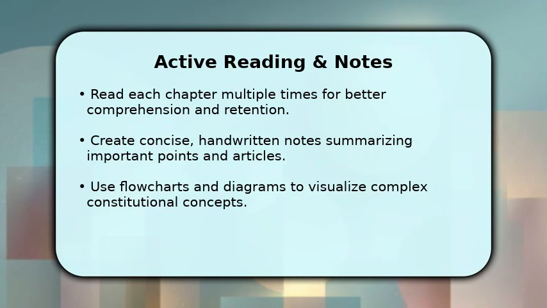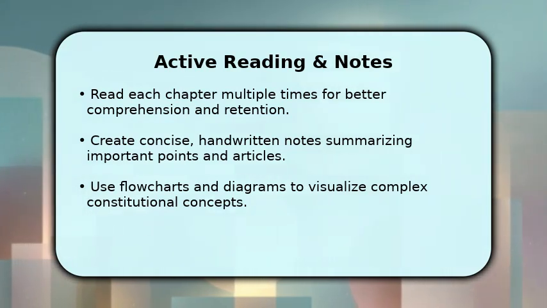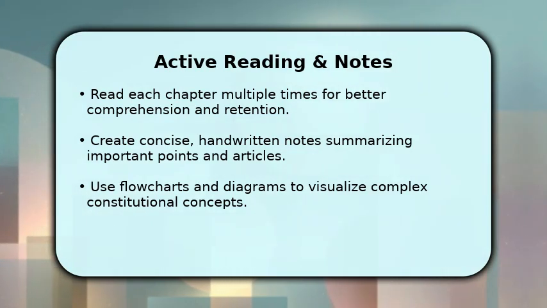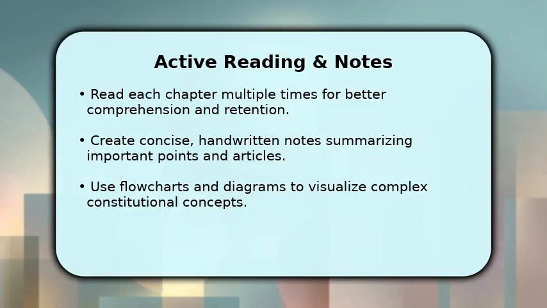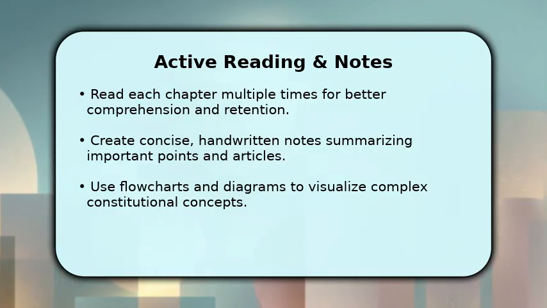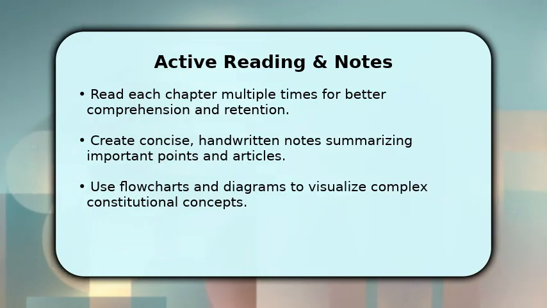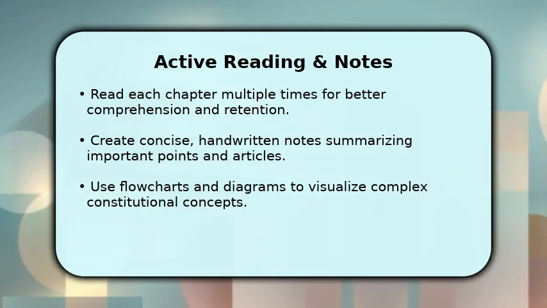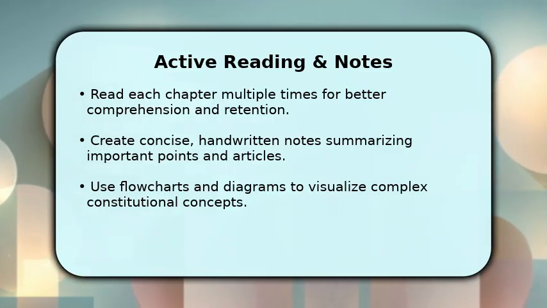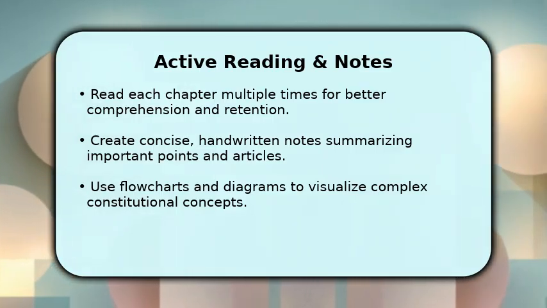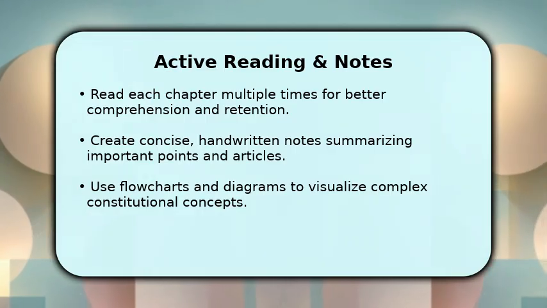Active reading is fundamental. Begin by reading each chapter at least 2 or 3 times to build a strong foundation. As you read, create your own crisp, handwritten notes, focusing on key articles, amendments, and landmark judgments. Incorporate flowcharts and diagrams to simplify complex topics like the distribution of powers or the electoral process. This active engagement helps solidify your understanding and makes revision much quicker later on.